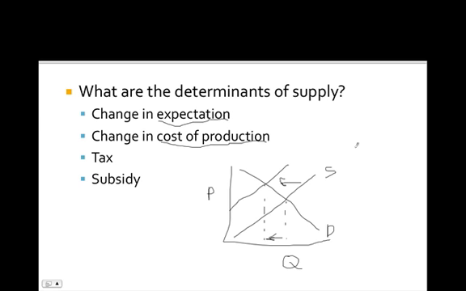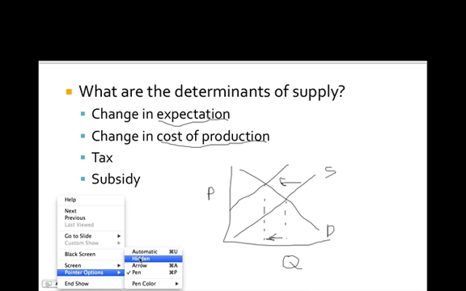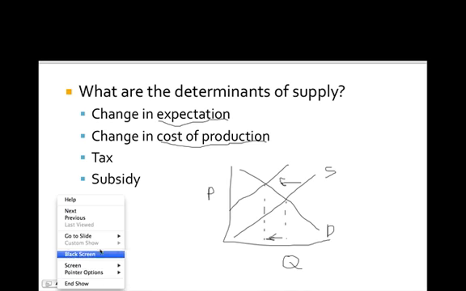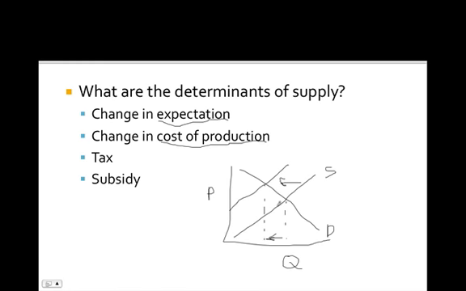A subsidy is going to go the other way. So a subsidy is when you give money to encourage someone to produce something. So here's your demand curve, your supply curve. It's going to increase your supply. And a subsidy increases supply because now it's gotten cheaper to do it.